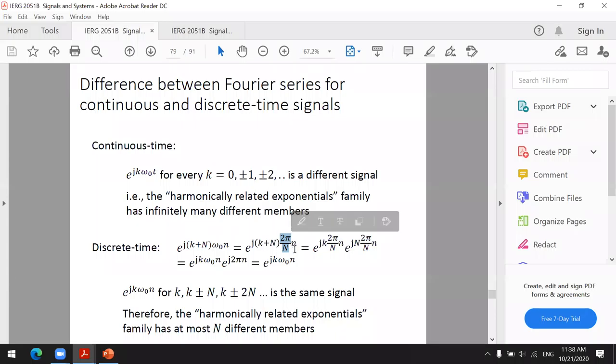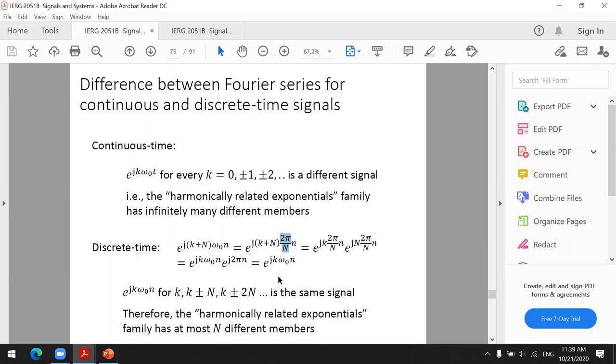Notice that omega 0 is defined as 2 pi divided by capital N, 2 pi divided by the fundamental period, so that we can split the two exponentials. The first term is just exponential jk omega 0 n. The second term, after canceling the capital N, becomes exponential j 2 pi n. It's like we rotate this vector on the real and imaginary plane by any multiple of 2 pi, which turns it back to the original vector. We're just rotating by n circles and we come back to the original vector. Therefore, exponential j 2 pi n equals 1, and the signal comes back to exponential jk omega 0 n.